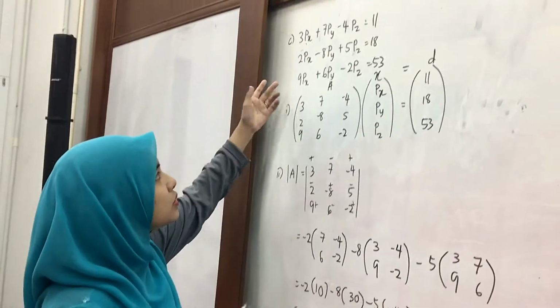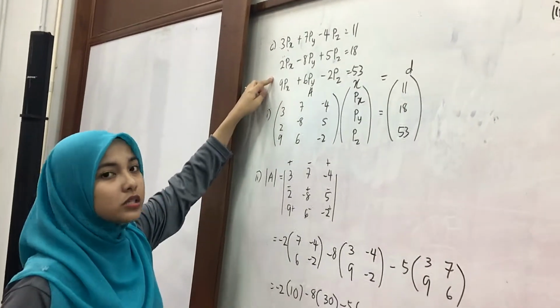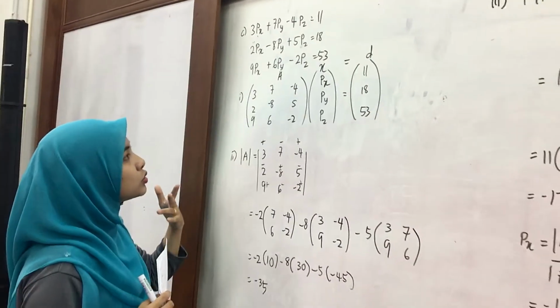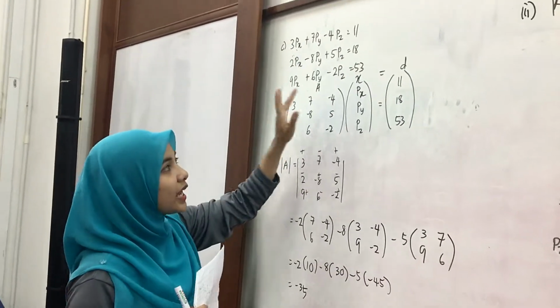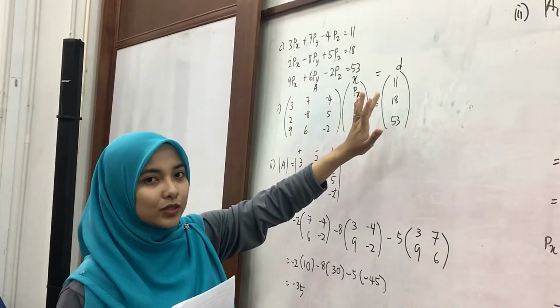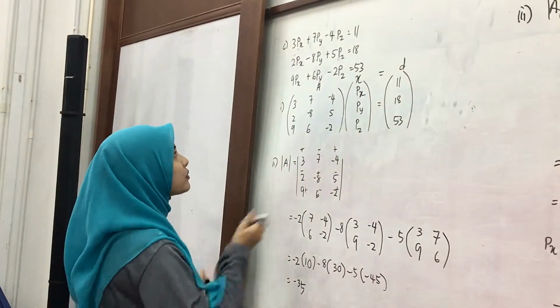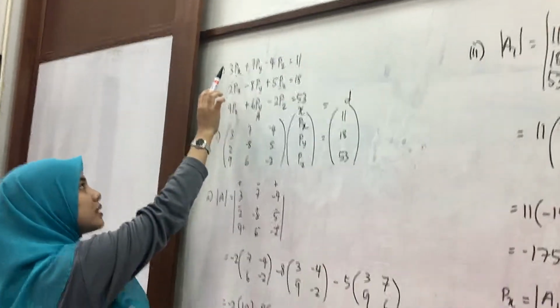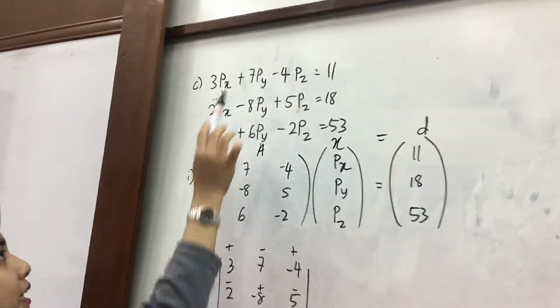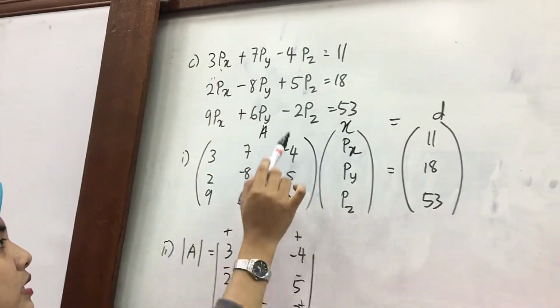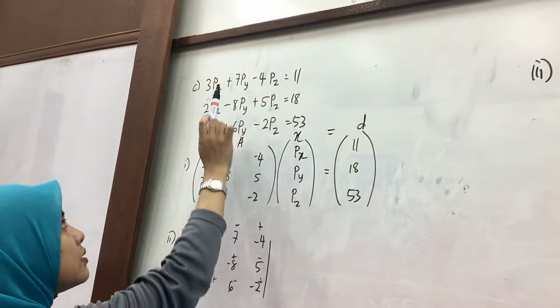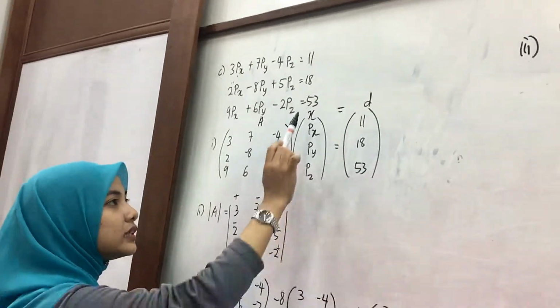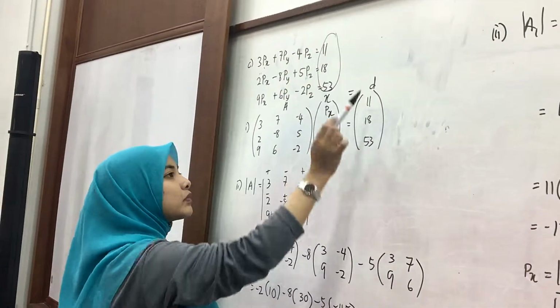Okay, for the C question, it's given this equation. So it wants us to write it in the form AX equal to D. So this is part A. We just have to write it back 3, 2, 9, 7, 7, 8, 6. So for the X, it is Px, Py, and Pz. So we write it like this. And for the D, we just take this and write it like this.